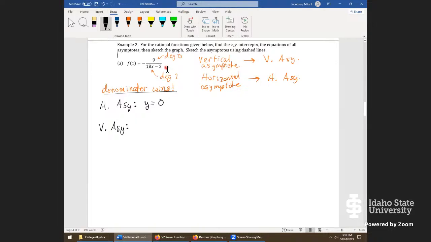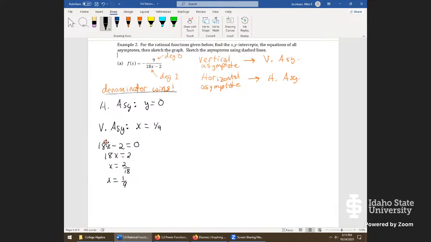Either way, to get domain, say, you would take 18x minus 2 and set that thing to 0. That would be a domain issue since we can't divide by 0. Next, solve for x. We'll have 18x equals 2. X equals 2/18. So x equals 1/9. And that's it, folks. That's our vertical asymptote right there. So I'll put here x equals 1/9.